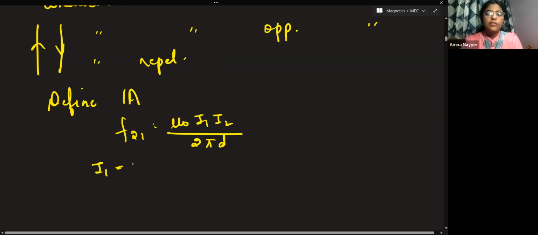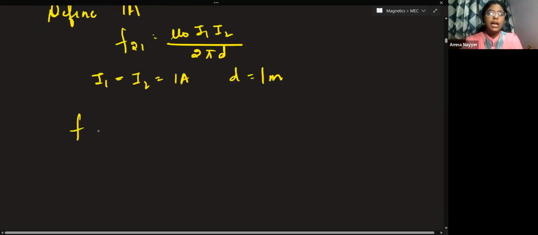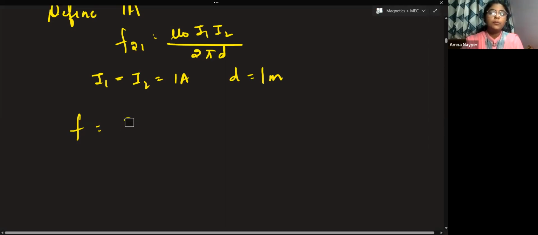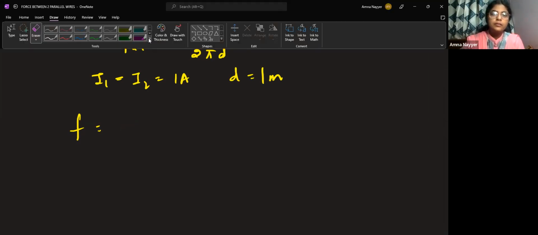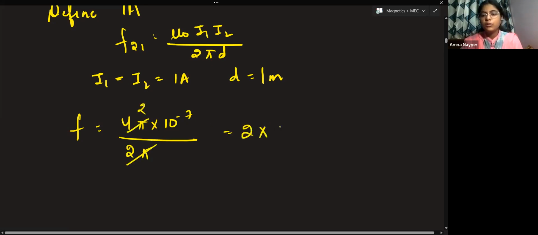We have to define 1 ampere. If we put I1 and I2 as 1 ampere, and small d as 1 meter, that will leave us with force as 4 pi into 10 to the power minus 7, currents are 1, 2 pi, d is also 1. So force is 2 into 10 to the power minus 7 Newton.